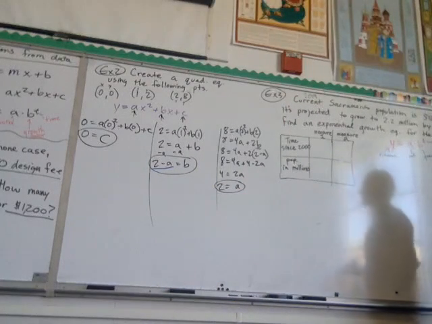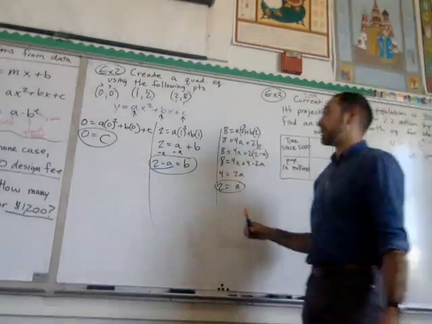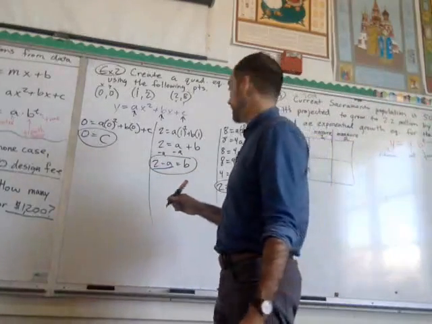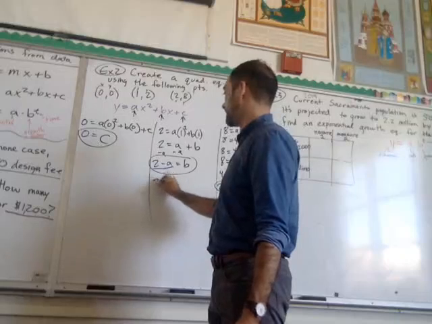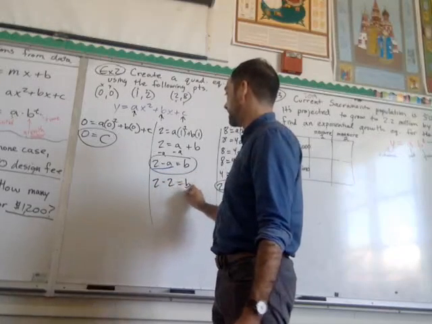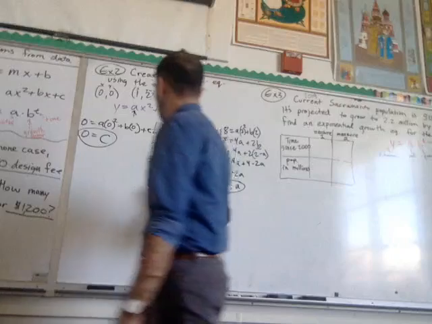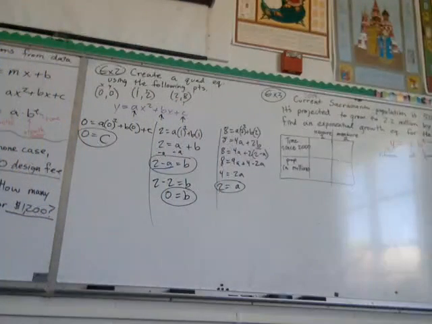Now it's dominoes, right? Now you have all the information. So now what can we do here? Now we're going to go ahead and plug in 2 minus 2 is equal to B. So B is 0. We have A, B, and C. Then we're going to plug it on in.